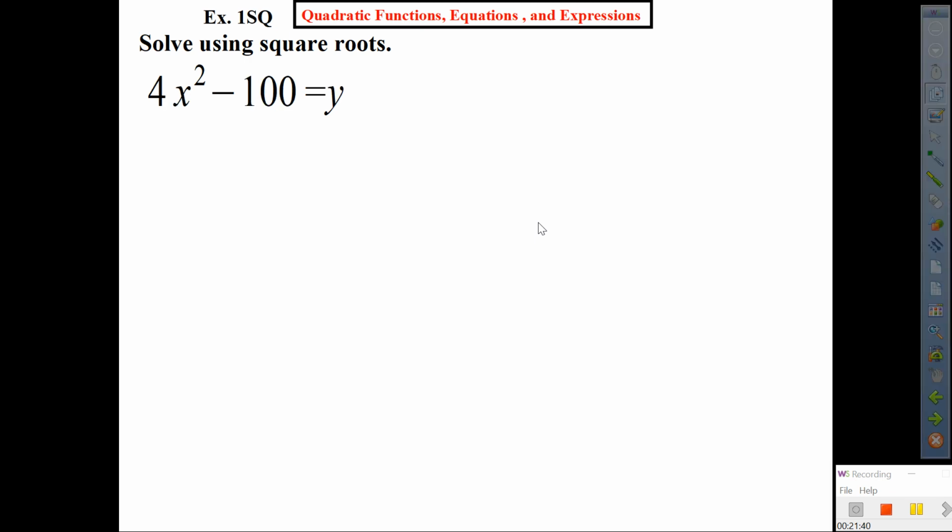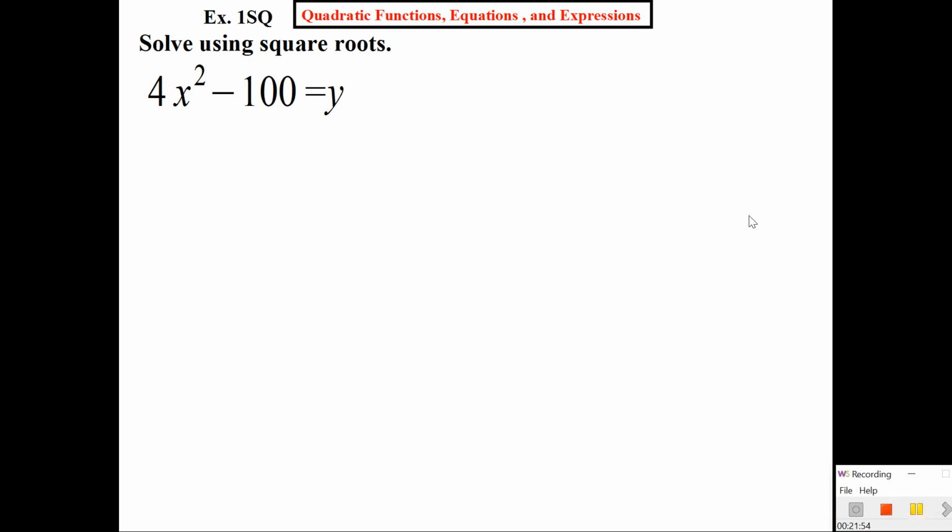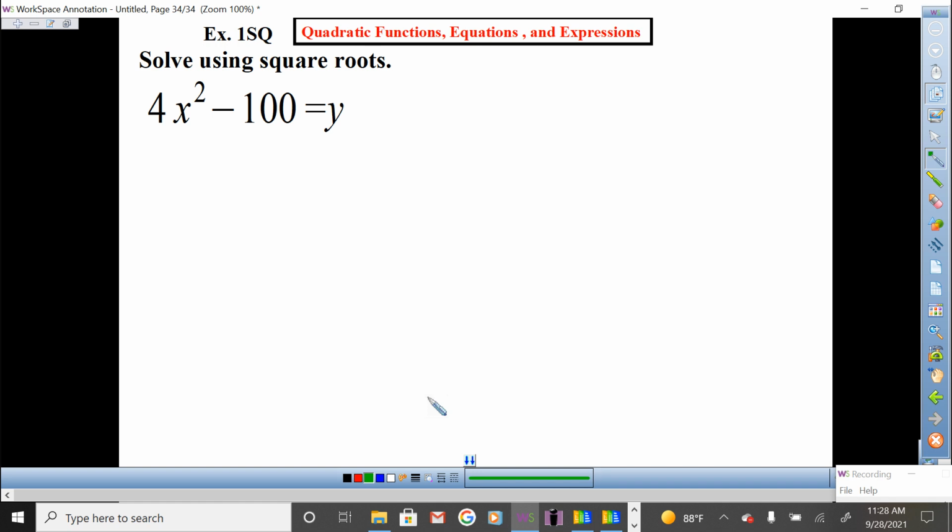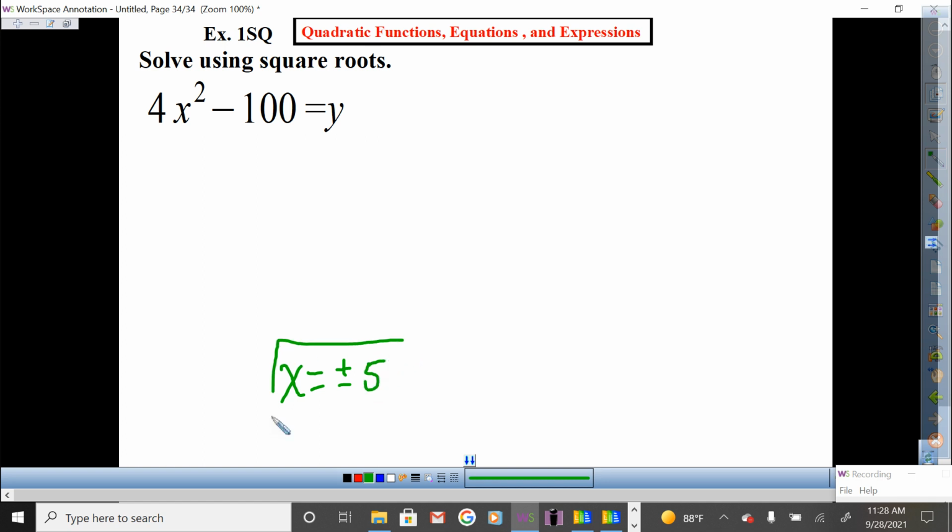Example 1 super Q, 4x squared minus 100 equals y. How about 20 seconds on this one, yeah? Copy that and go. See what you got for that one. We good, yeah? Let's see, what'd you get for this one, Audrina? X equals what? Plus minus 5. Hands if you got that.